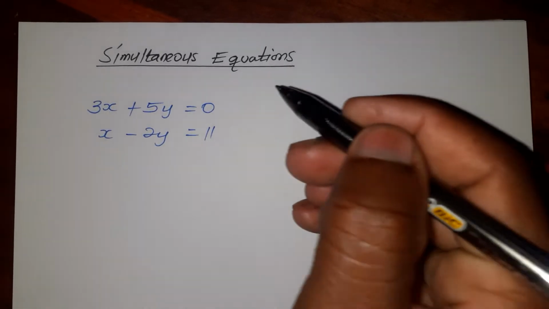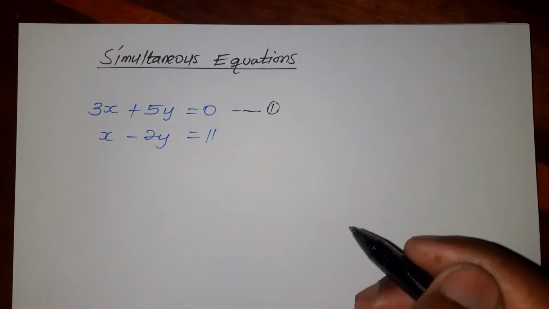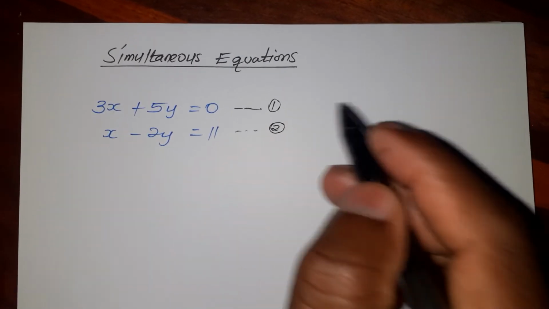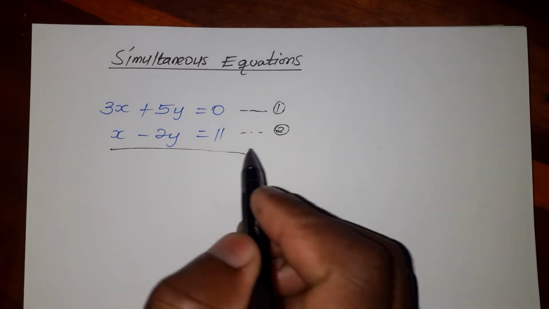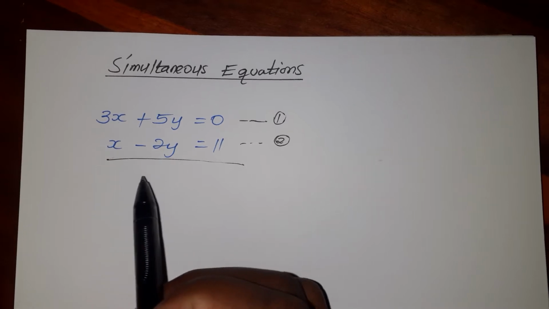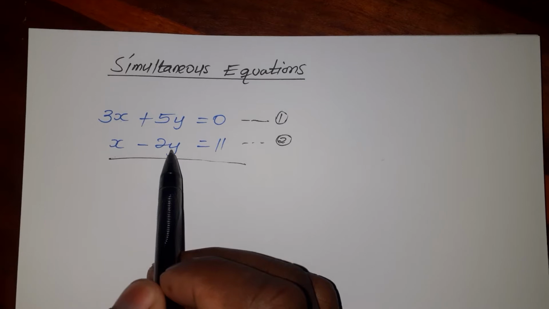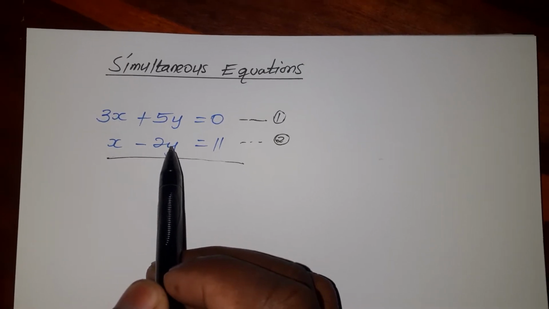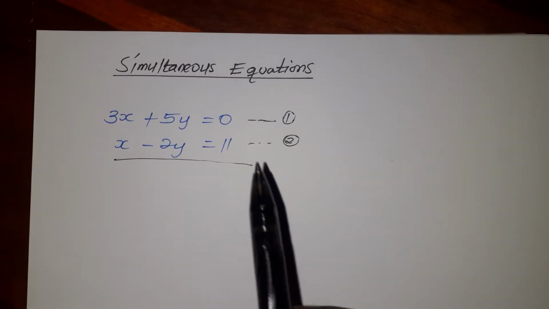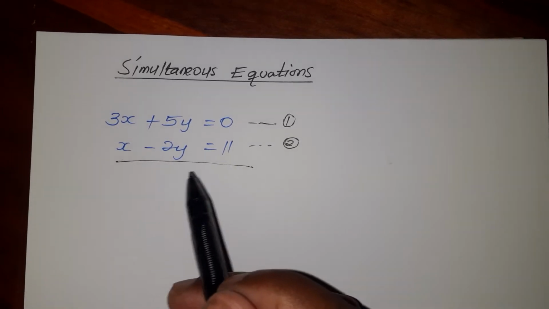All that we need to do, we start with the first equation. We say this is our equation number 1, and this is our equation number 2. Since we have two equations, it becomes difficult for us to solve for either x or y. We need to have one equation so that we can get the value of one variable, and then we use that value to get the value of the other variable.